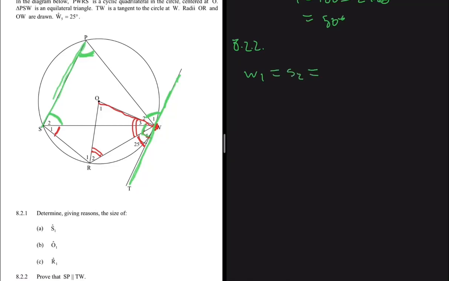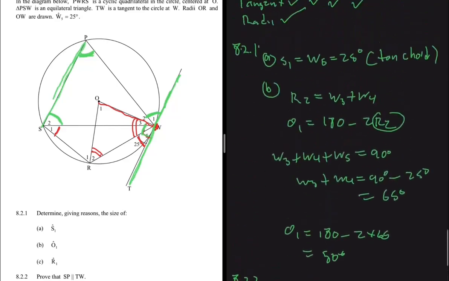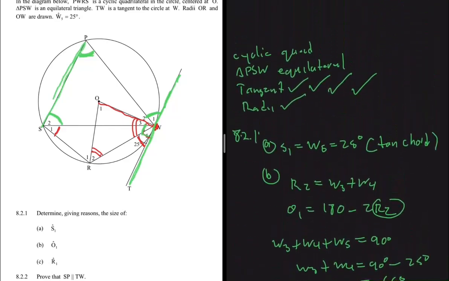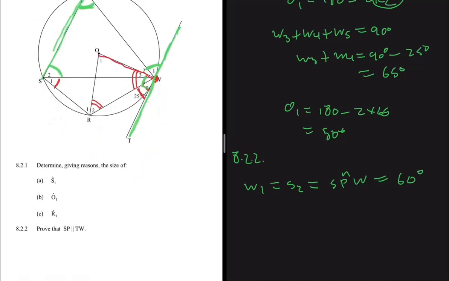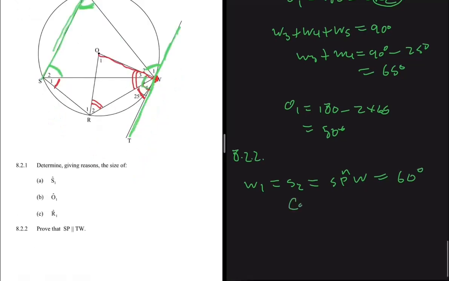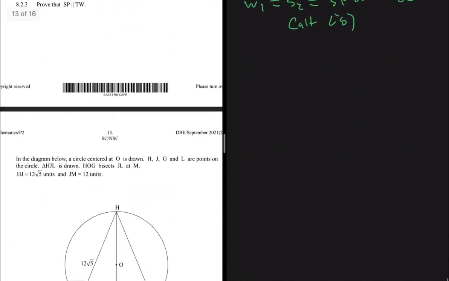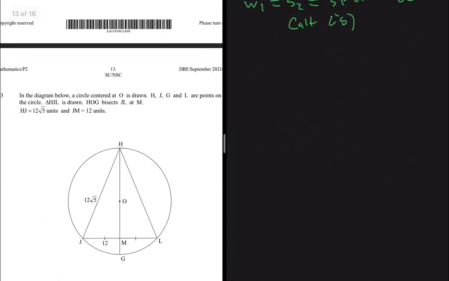Why are we saying S2 is equal to 60 degrees? Because triangle PSW is an equilateral. So W1 is equal to S2, but S2 is equal to SPW. They are angles in an equilateral triangle, and all those angles will be equal to 60 degrees. And we're done with 8.2.2. We can give a reason and say that they are alternate angles. And then let's move to 8.3.